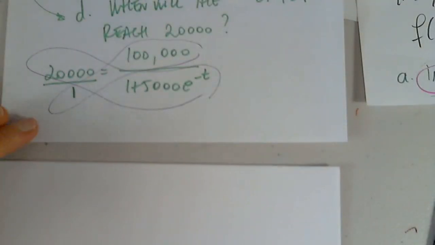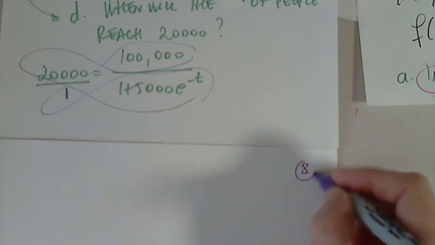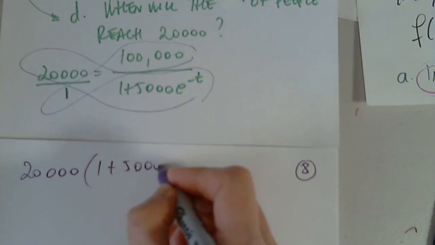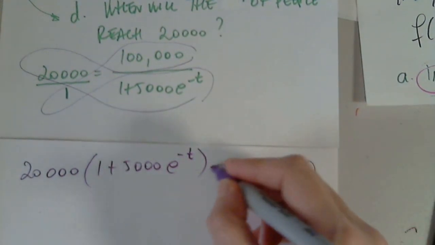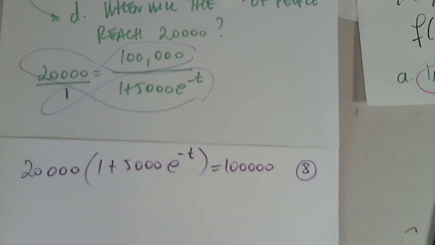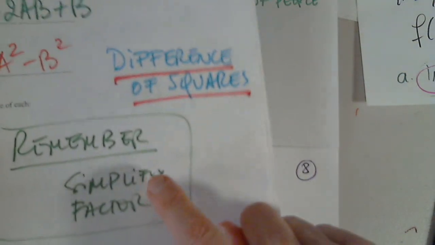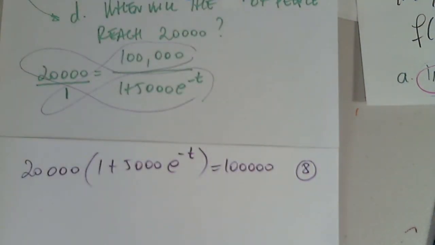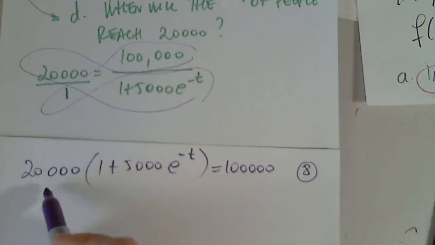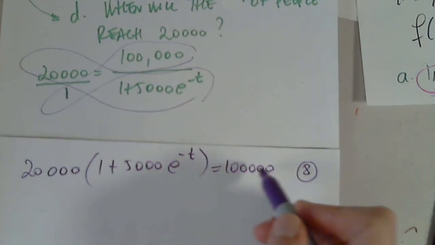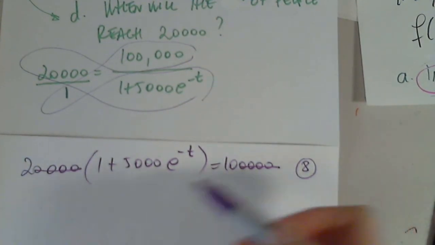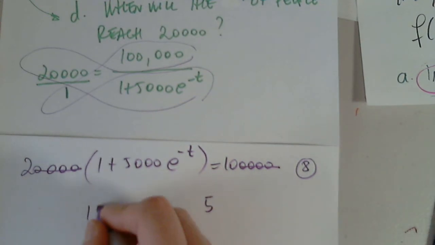Next step, after I cross multiply, 20,000, I'm going to write them without multiplying just yet, e to negative t equals 100,000. And remember what I always say. I know I repeat myself a lot. Of course I'm going to simplify. I'm going to divide both sides by 20,000. So from the very beginning, I can cross out 4 zeros, and then 10 divided by 2 will be 5.